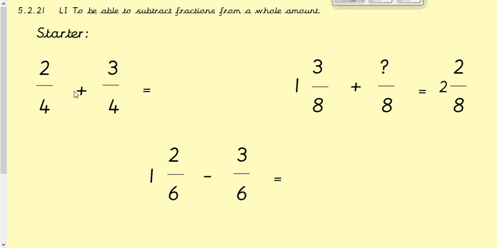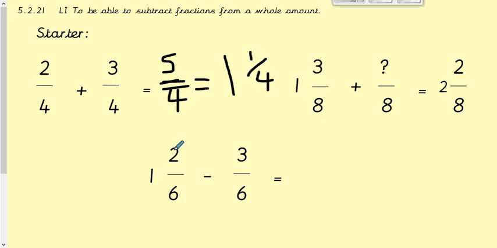So this one, 2 quarters add 3 quarters, so we have the same denominator. So therefore our new denominator for our answer is going to be the same. Sorry, just waiting for my pen to load. So it would be 4 on the bottom, and then on the top you do 2 add 3. So 2 add 3 would be 5. So 2 quarters add 3 quarters is 5 quarters, which also equals 1 whole because you can fit 4 quarters in 5 quarters. And 1 left over.